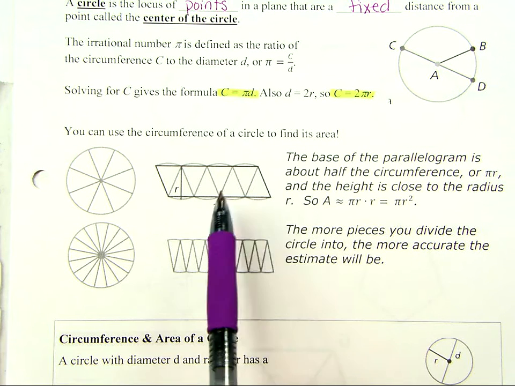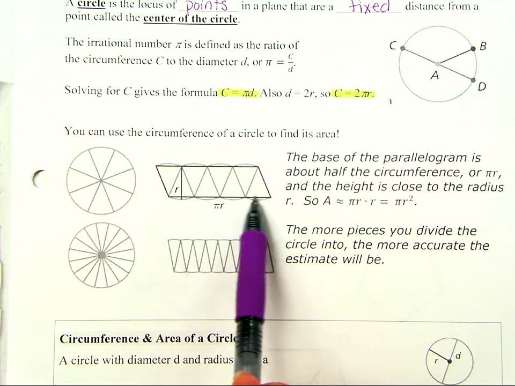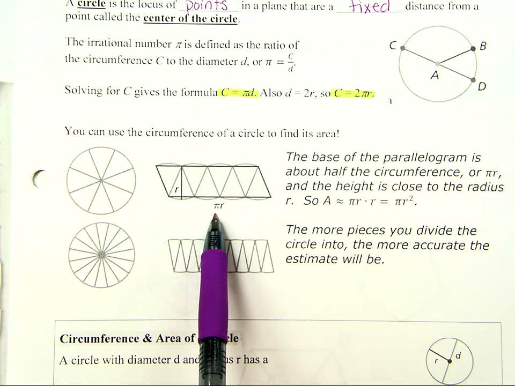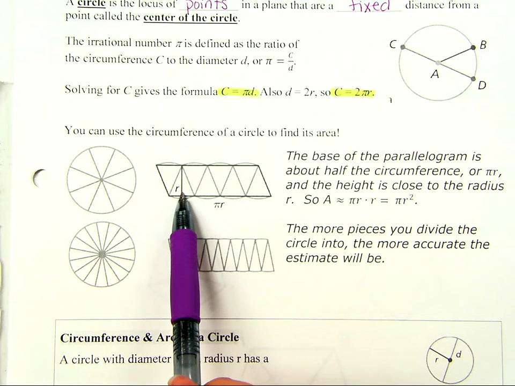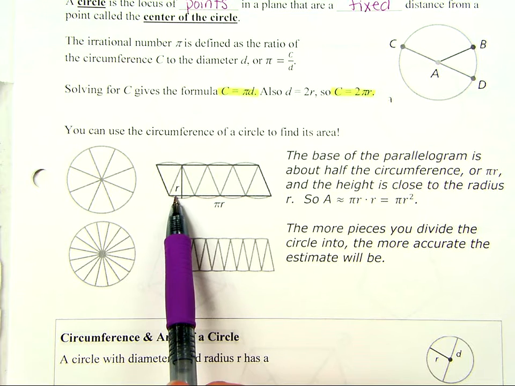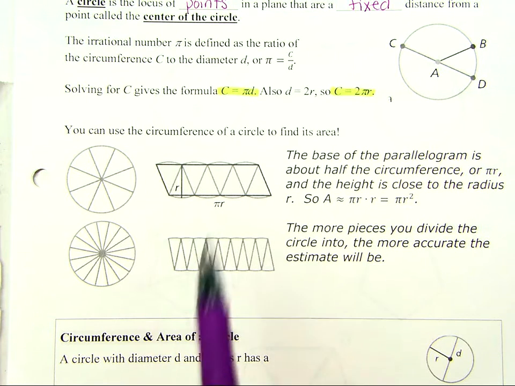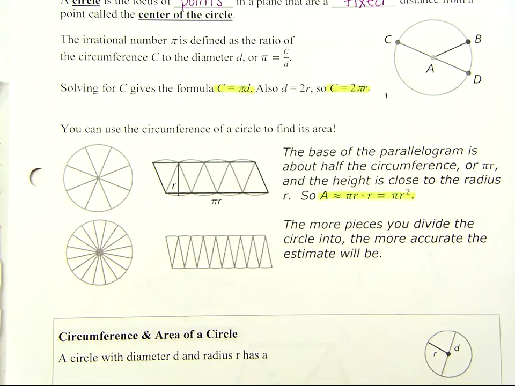Well, it just so happens that one side of that parallelogram, or what we're going to call the base, would be equal to half of the circumference, pi r. And the height of that parallelogram would be equal to the radius. So when we put that together, base times height, pi r times r, we find out that the area is equal to pi r squared.